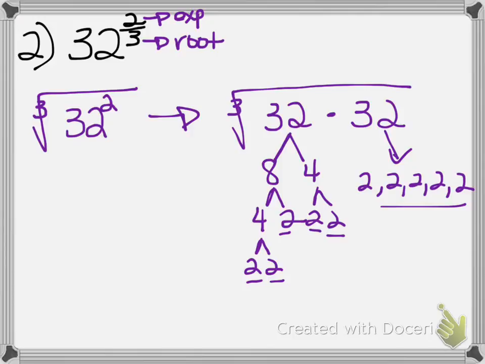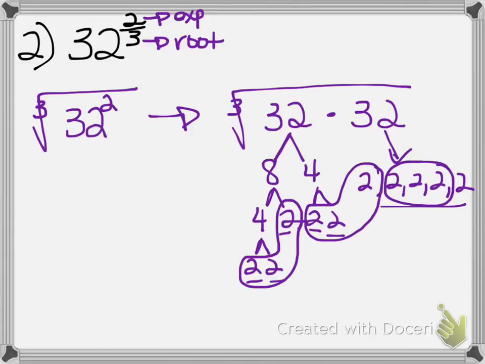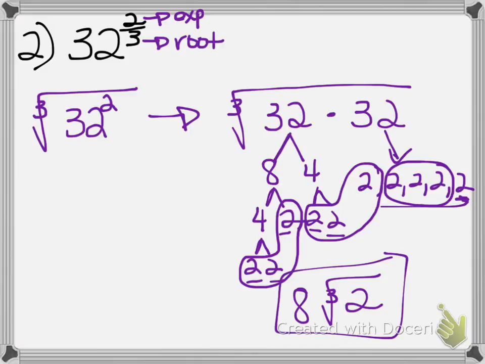Because it's a cube root, I need them in groups of 3. So here's one group of 3, here's another group of 3, and there's another group of 3. Okay? So now I have 2 times 2 times 2, which is 8. It's not 2, 4, 6. It's 2 times 2 times 2, which is 8. And then I've got the cube root of my leftover, that lonely old 2. So then that would end up being my final answer. So even if you did not have a calculator for this, you can certainly figure it out using all of your skills. So let's move on to yet another problem.